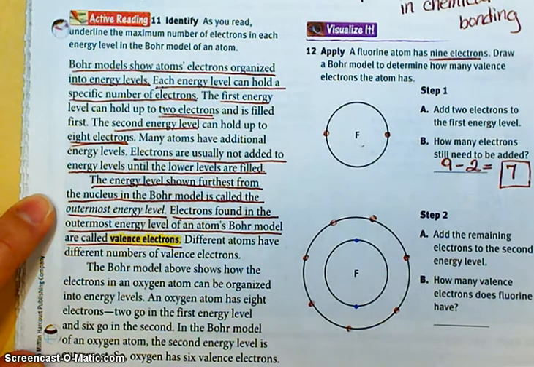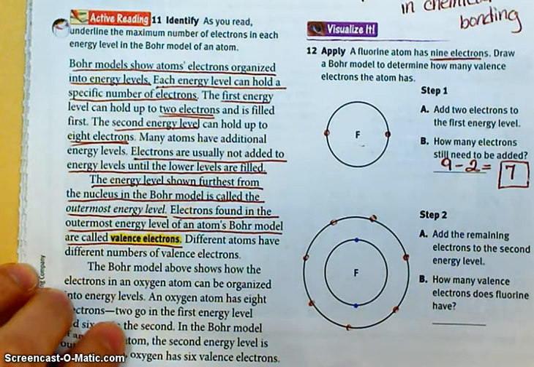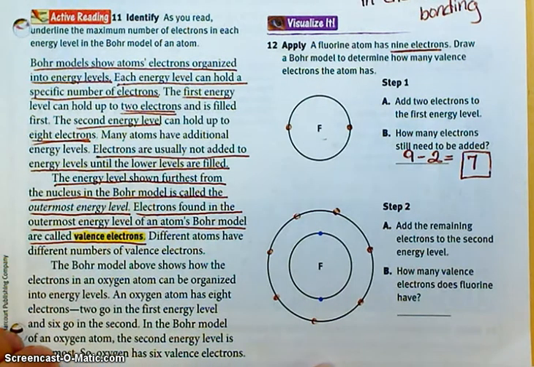Energy level shown furthest from the nucleus in a Bohr model is called the outermost energy level. Electrons found in the outermost energy level of an atom's Bohr model are called valence electrons. Therefore, how many valence electrons does fluorine have?